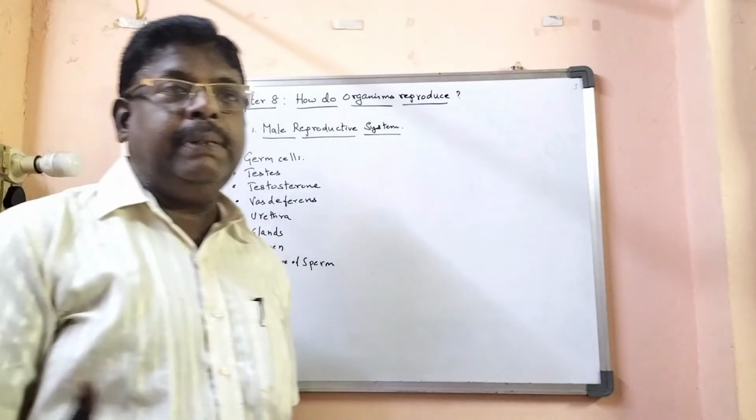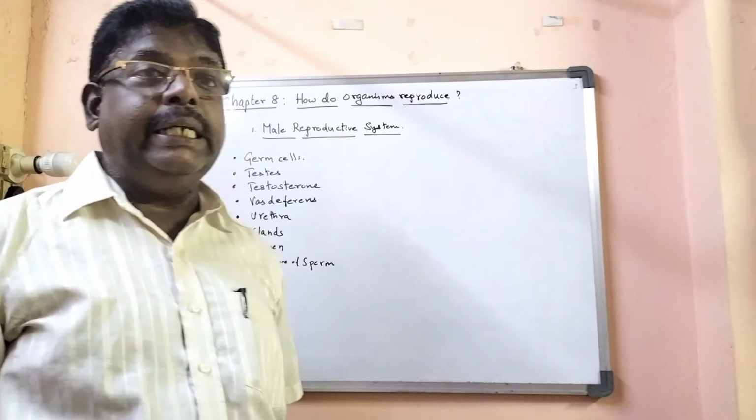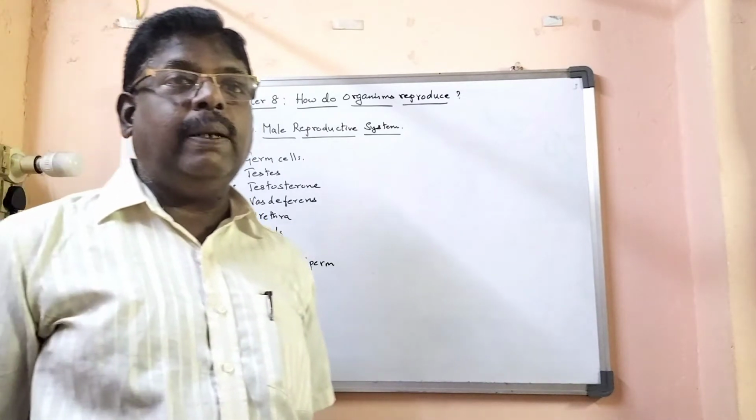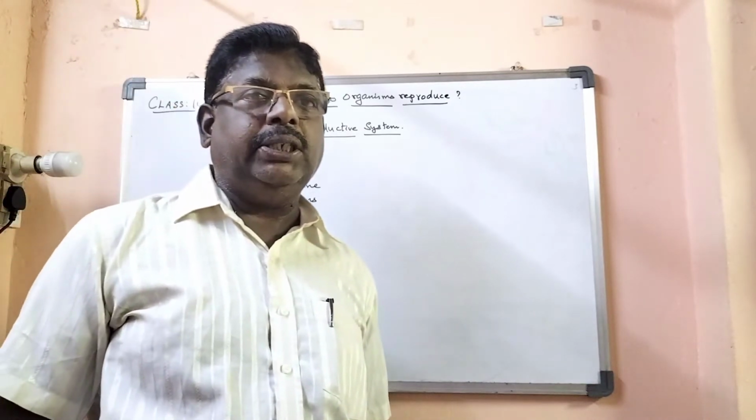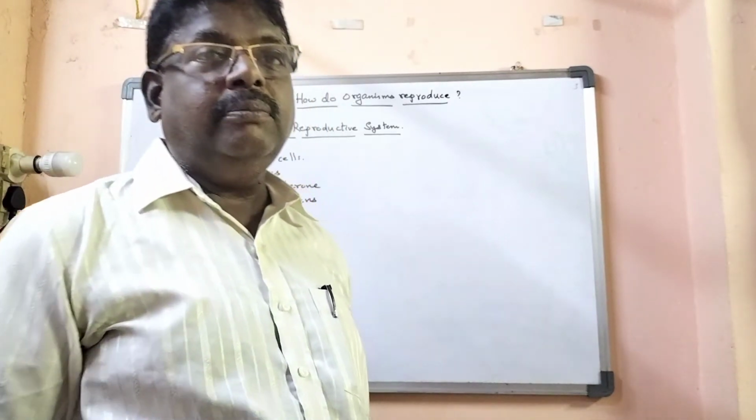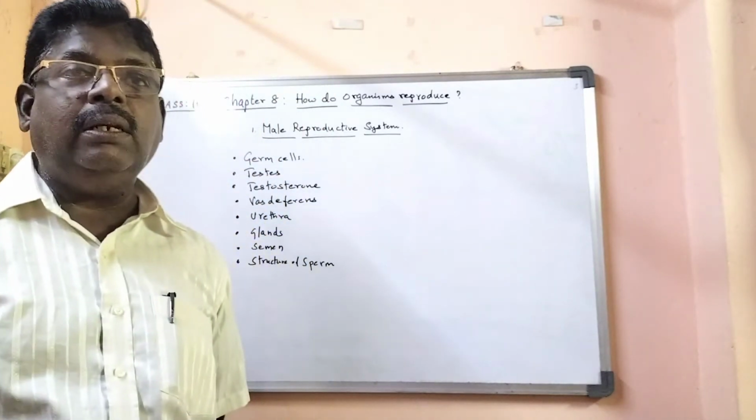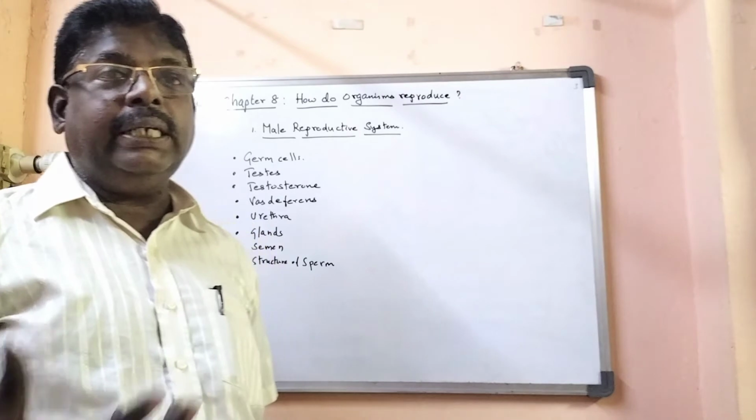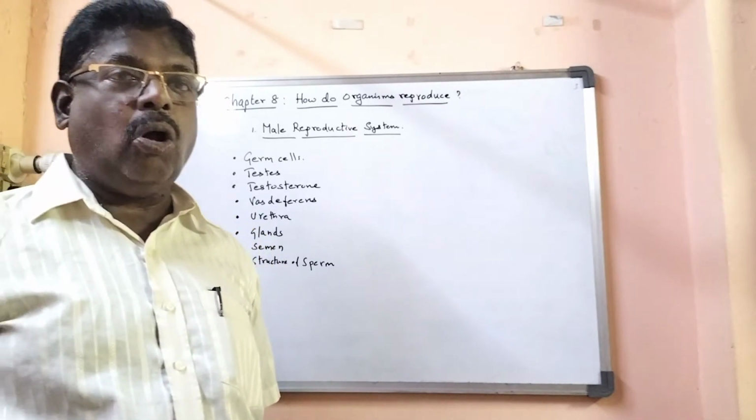Why is it placed outside? Because the sperm needs a lower temperature than that of the normal internal body temperature. So only it is placed outside, in a sac-like structure called scrotum.